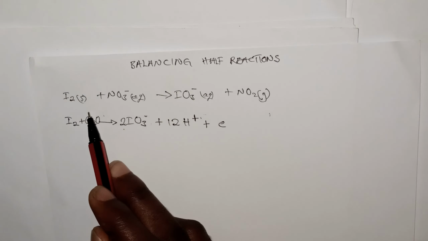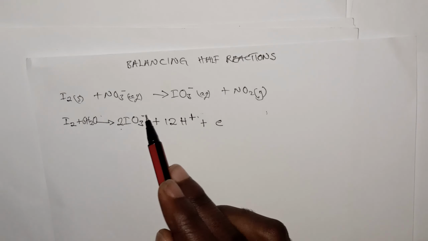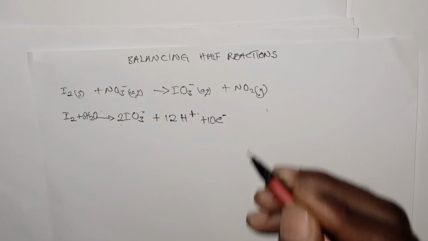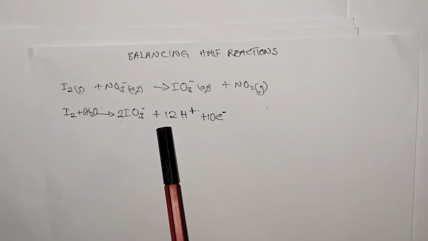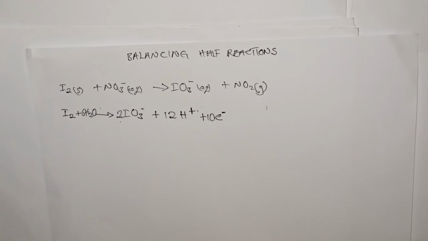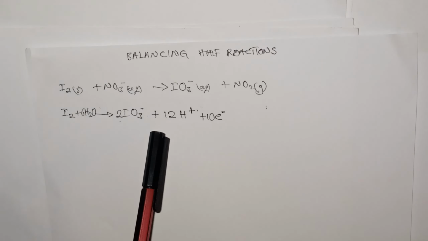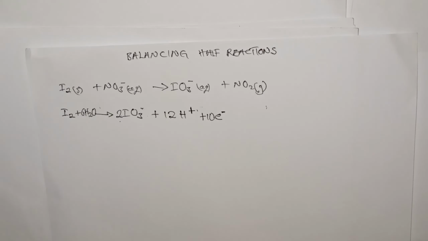So 0 is less than what? 12 minus 2 is what? 10. So 10 electrons, so that when we say 12 minus 2 is 10, 10 minus 10, that is 0. So the charges have been balanced. The number of atoms have been balanced here, and also the number of charges have been balanced. So we have dealt with this half reaction.